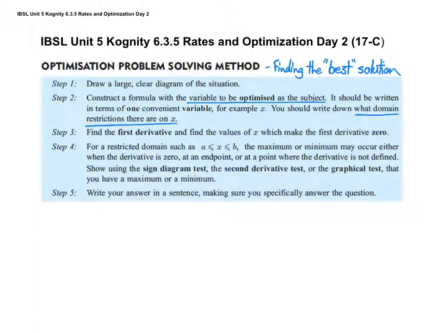Step 4 is where we're really finding our solution, okay? Now it says if we have a restricted domain, the maximum or minimum may occur either when the derivative is 0, at an endpoint, or at a point where the derivative is not defined. So, derivative is 0, derivative is not defined. Remember, those are the critical values, okay? But also, look for those endpoints. Look for those endpoints.